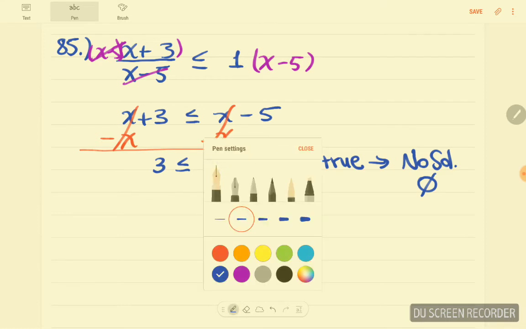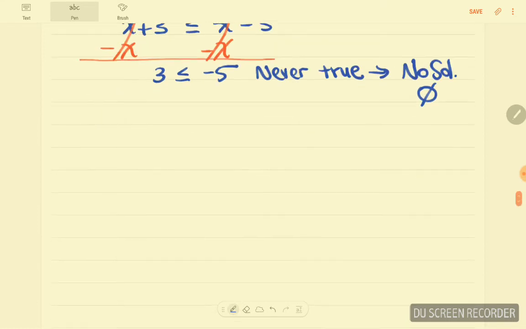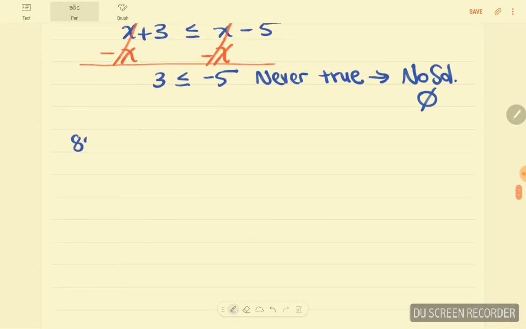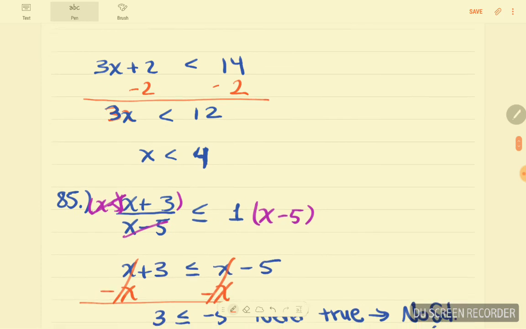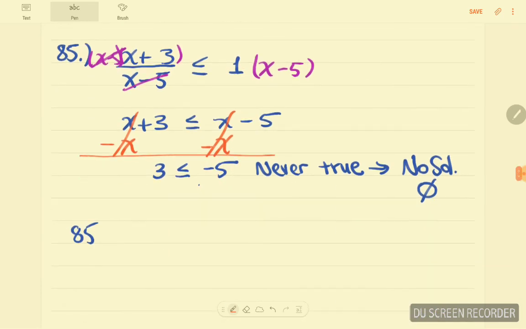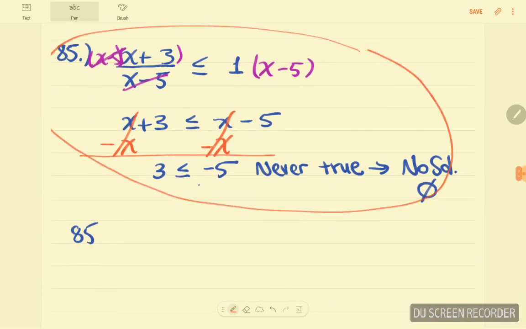The correct way is like this. Okay, so let me put a big thing here that's going to make sure we understand this is the wrong approach. So we'll do it again.